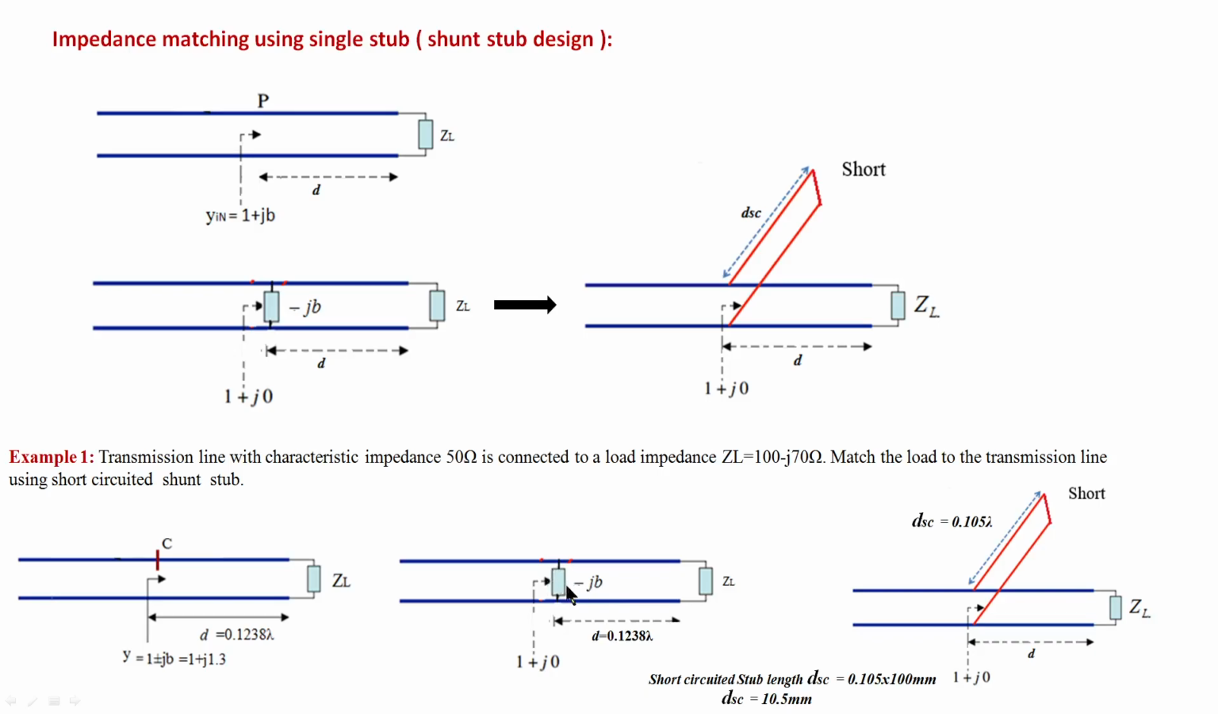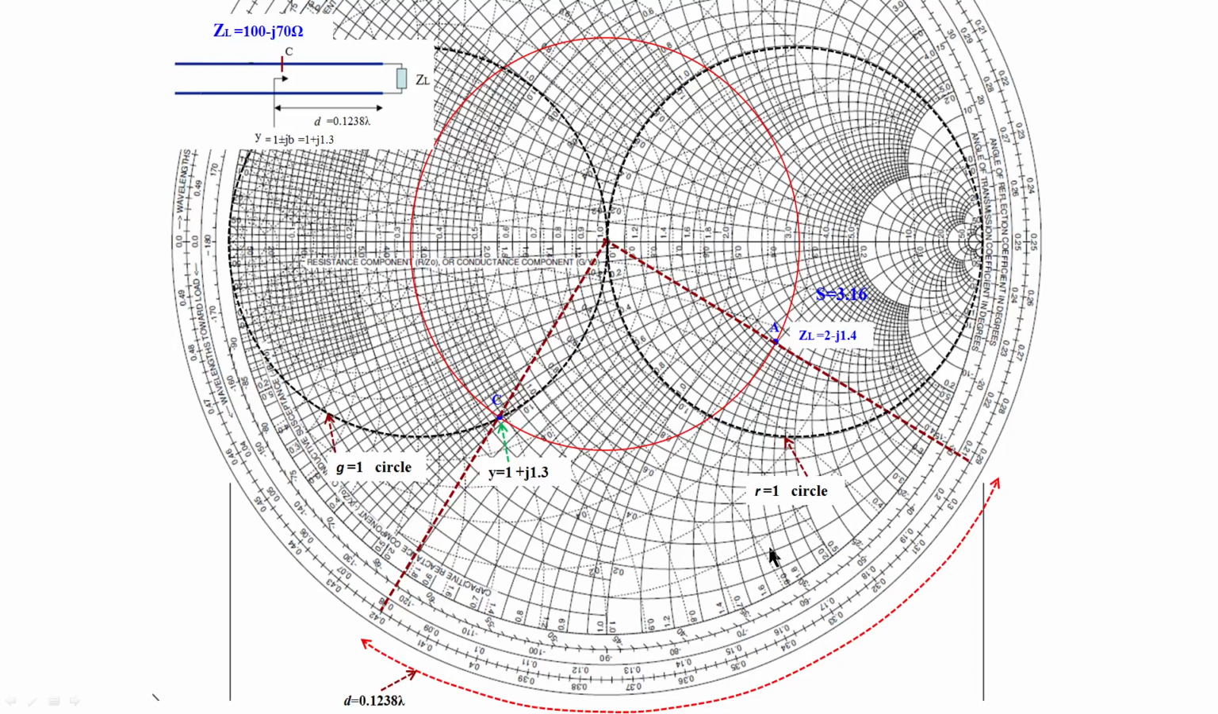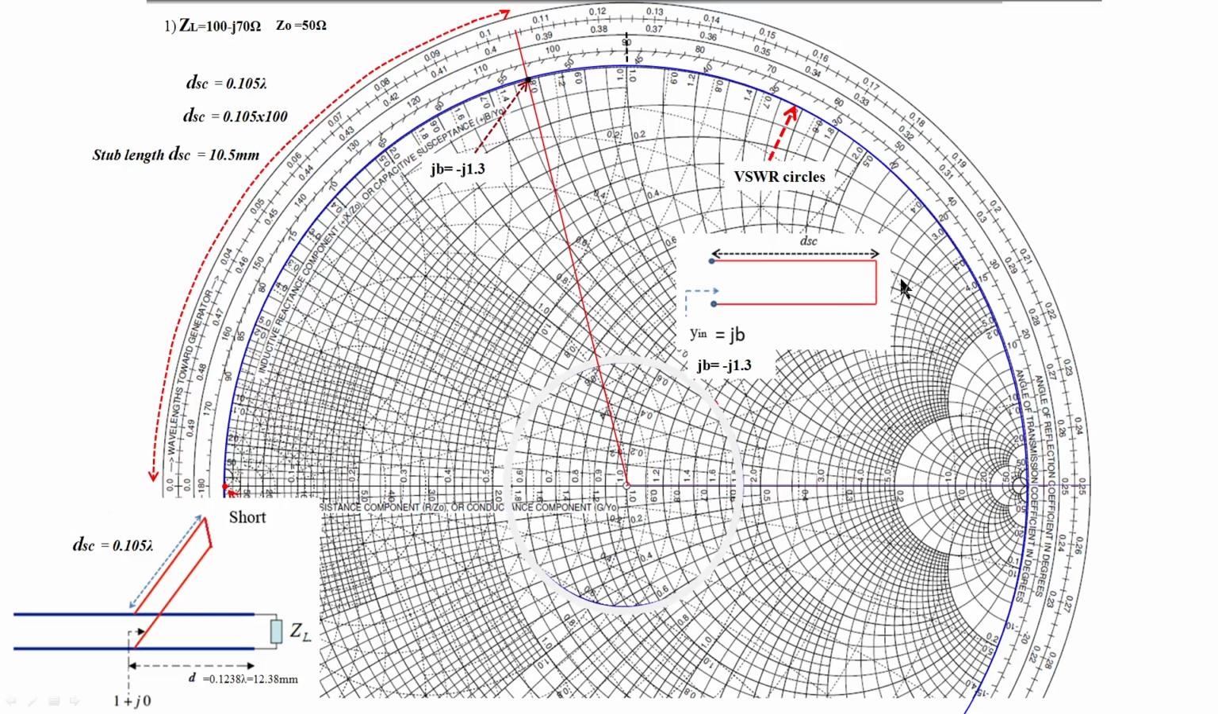How to design this stub? It is a small piece of transmission line again. You design it so that its input impedance must be equal to minus 1.3. We already studied that. A short stub is needed, so we start from here. This is the VSWR circle. Go on moving like this, wherever minus 1.3 is.